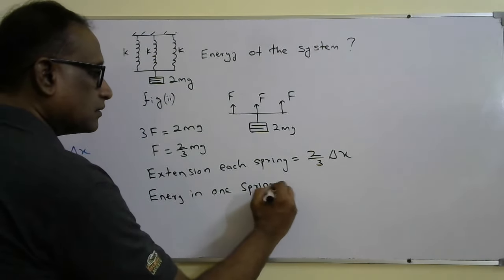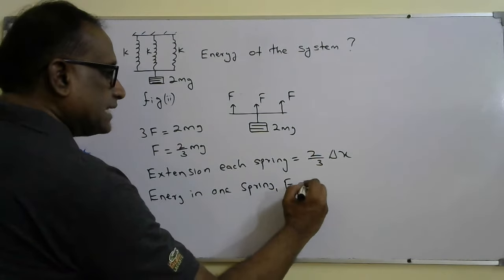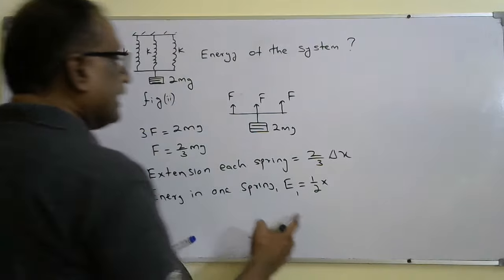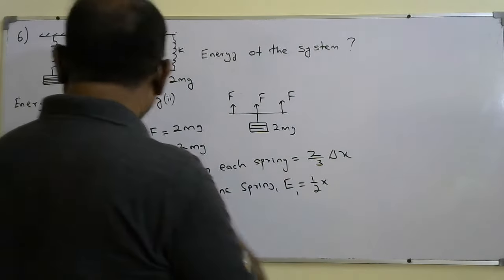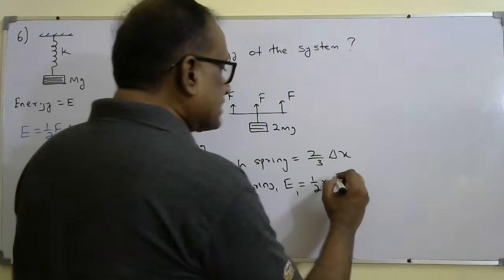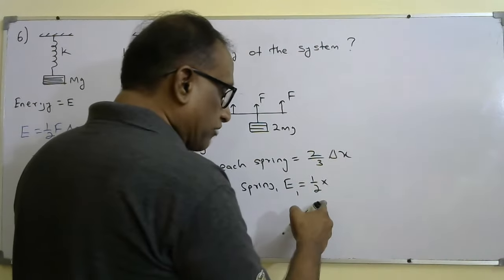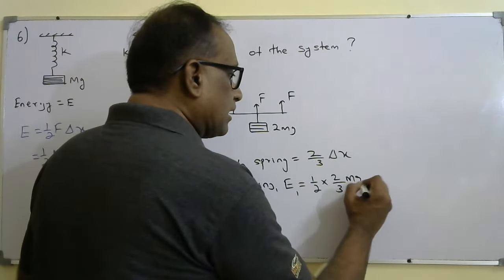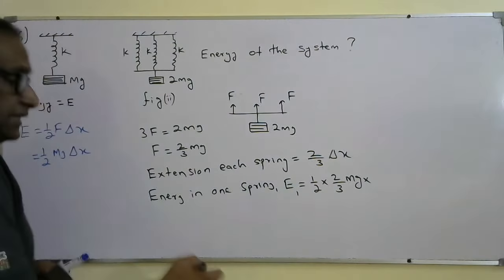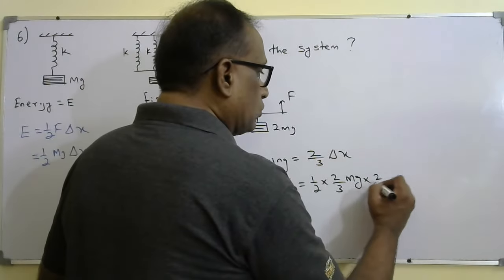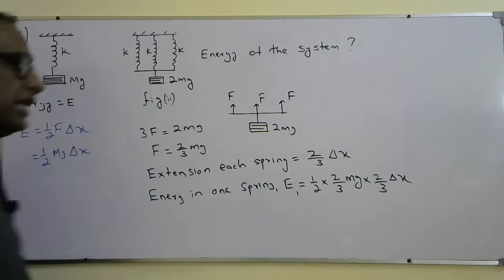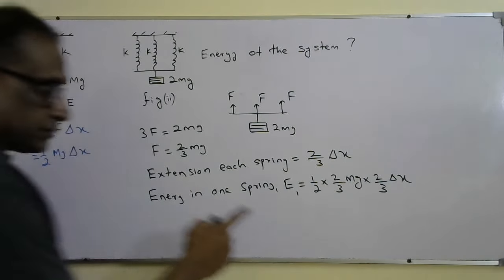The force acting on it is 2 by 3 mg. Half F is half F delta x. I am going to use half into F is 2 by 3 mg into delta x. Delta x again 2 by 3 delta x. Half F delta x. Force acting on one spring is 2 by 3 mg. Extension of each spring is 2 by 3 mg. So the extension of one spring is 2 by 3 mg.